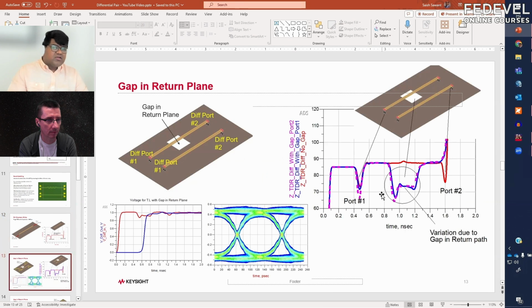But when you see the TDR response of the gap in the return plane, you don't see this effect. Where did port 2 vanish? That would be a question, right? This is also where we should do some consistency check. Another good habit that one should get into is to switch the ports. The blue curve that I have here is the TDR response from seeing it from port 1.